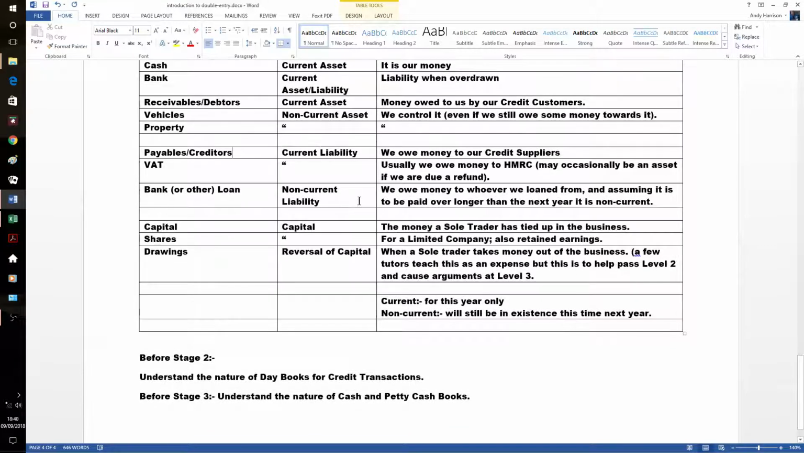Bank loans, so sources of money, we owe money to whoever we loan from, and assuming it's a long-term issue, it's non-current. And then our capital account, so our main one, of course, capital. A sole trader ties some money up in the business, puts some money in the bank account to start it off. You'll see that in a few seconds. Shares is the equivalent for a limited company, or equity, we start to call it for a limited company.